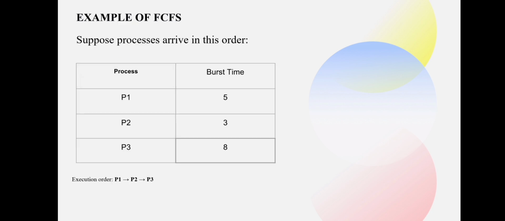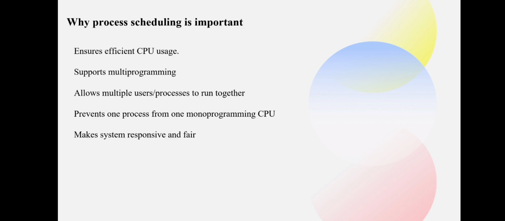Here is an example of FCFS. Suppose processes arrive in this order: P1, P2, P3. P1 burst time 5, P2 3, P3 8. Execution order is P1, P2, P3. Why is process scheduling important? It ensures efficient CPU usage, supports multiprogramming, allows multiple user processes to run together, prevents one process from monopolizing the CPU, and makes the system responsive and fair.